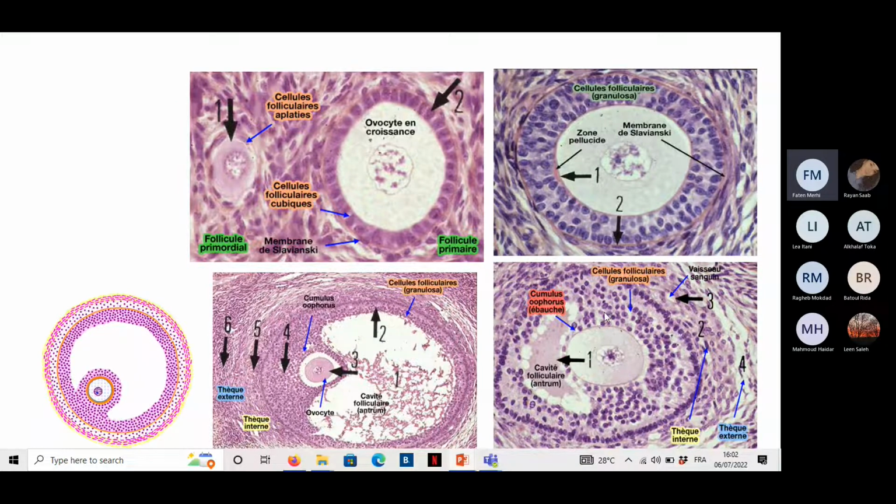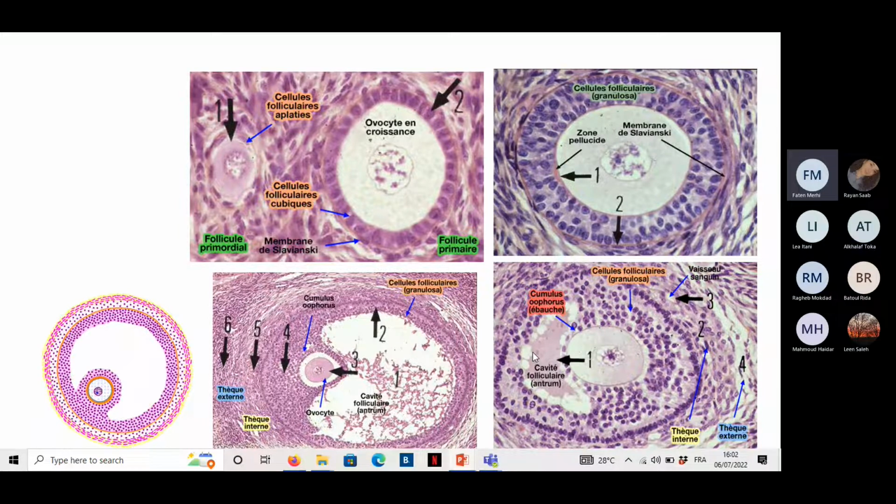And this fluid secreted by the granulosa cells will constitute droplets. We will have droplets of fluid inside of the follicle, and then those droplets will coalesce together, so they will group together to form a cavity filled with a fluid, and this cavity is called the antrum or the antral cavity, okay?